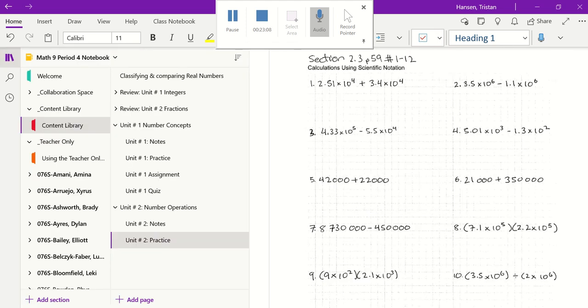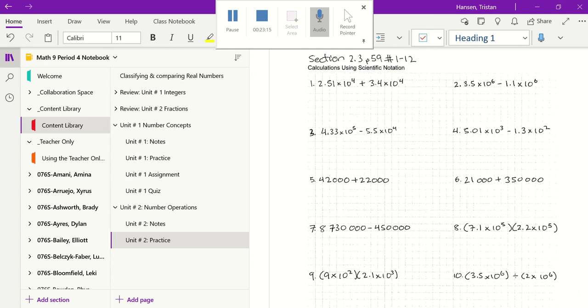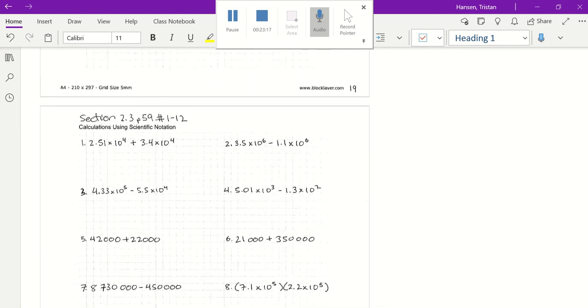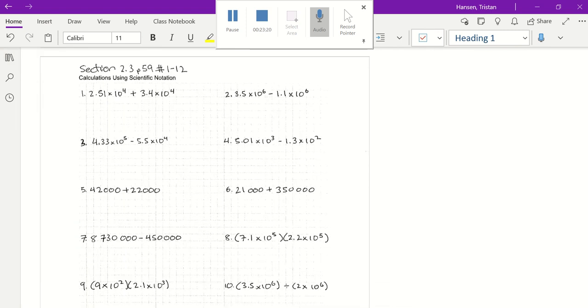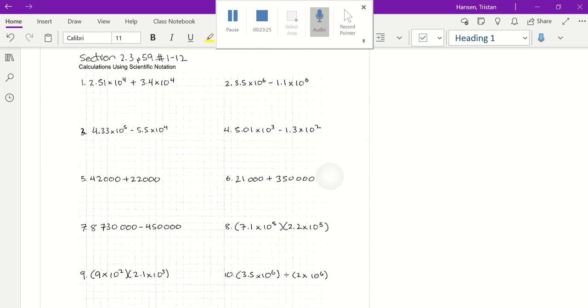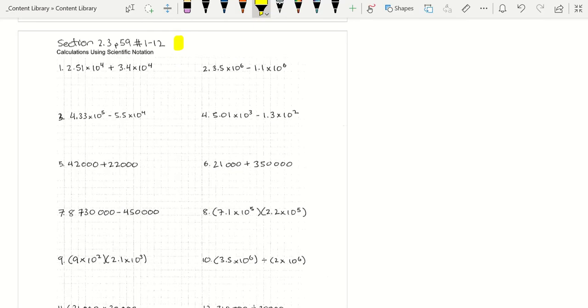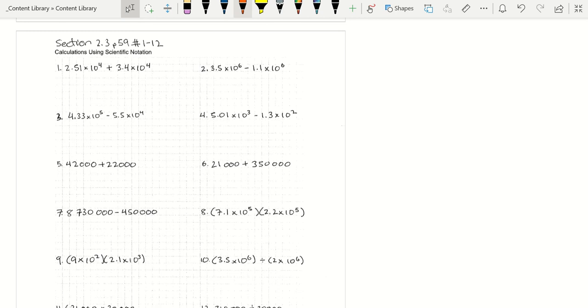So let's just double check. We had page 59, 2.31 to 12. Is that what we have here? 2.31 to 12. Perfect. So what I want you to do is, after the percentage, the next page is this one here, and do the odd numbers.